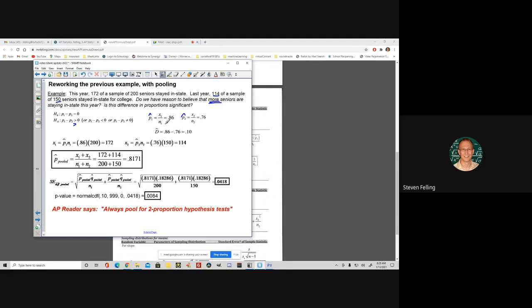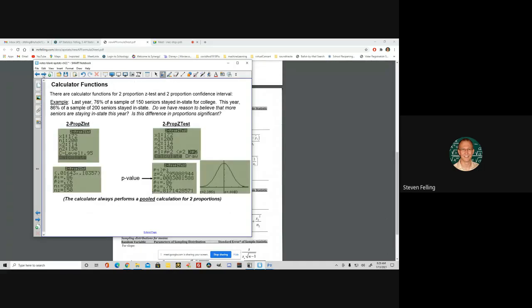And so what I could do is say, okay, let's find a new pooled p hat value, right? Take the total of the yeses over the total of the samples and get 0.8171. That's somewhere between, it's like an average of these two values. And then when I calculate my standard error, I use that value for p and 1 minus that value for q, but I still use the original n's, sample sizes, and I compute this. Okay, and then when we calculate this over here, we get 0.0084.